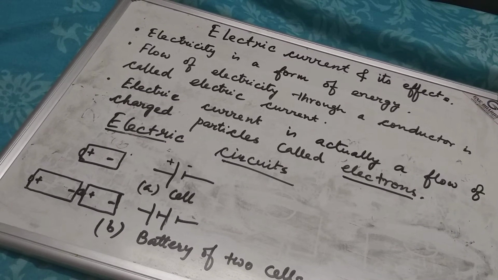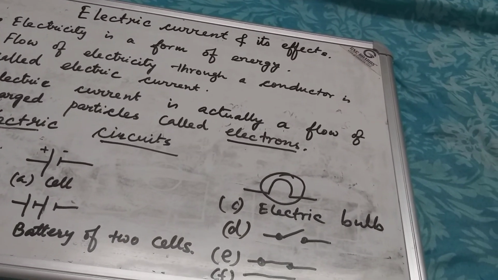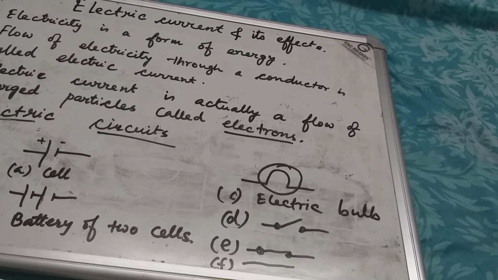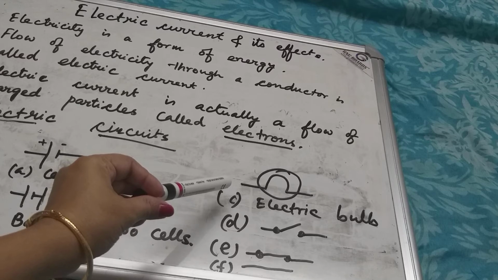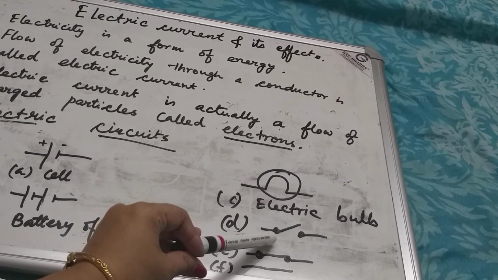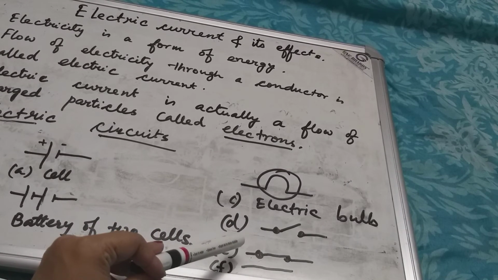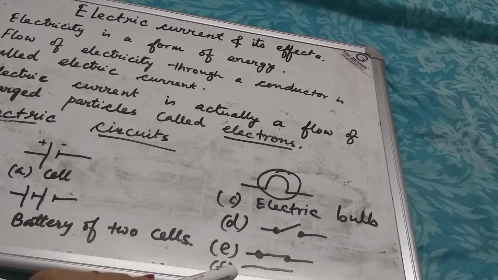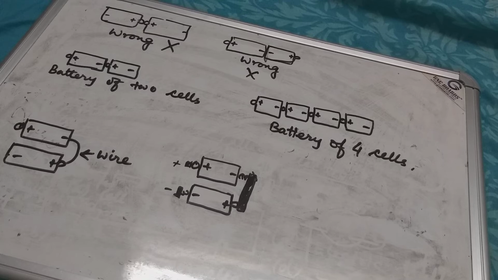Now let's see some other things. Here you see this is denoting the electric bulb, and this is an open switch or key, whatever you say. And E is a closed key or closed switch. Now what is F? A straight line denotes the copper wires which are connecting the circuit. Now let's see the representation.